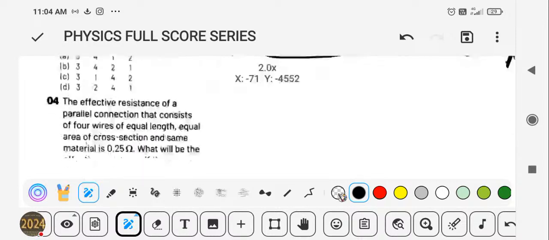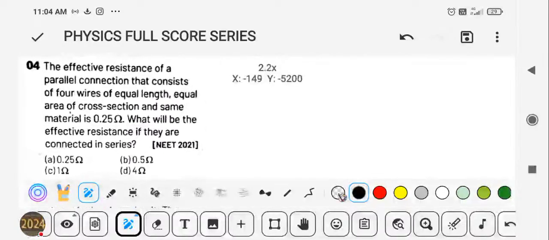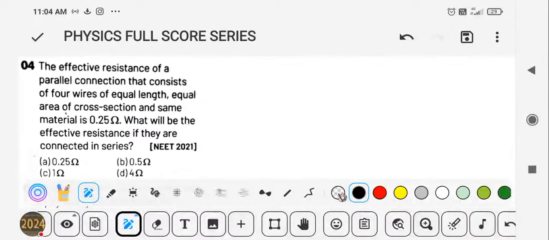Yes, moving on to the next question. The effective resistance of a parallel connection that consists of 4 wires of equal length, equal area of cross section, same material is 0.25 rho, 5 ohm. What will be the effective resistance if they are connected in a series?